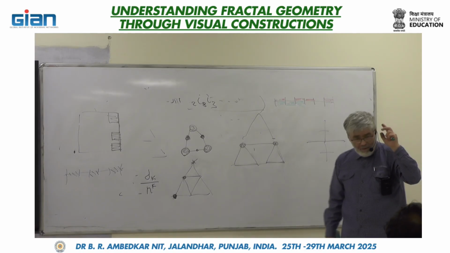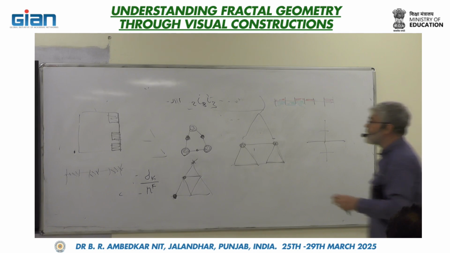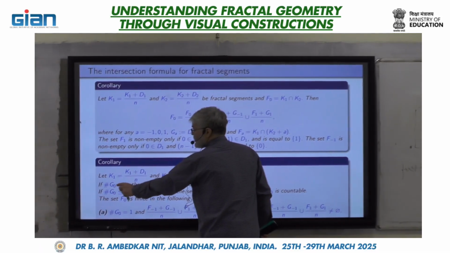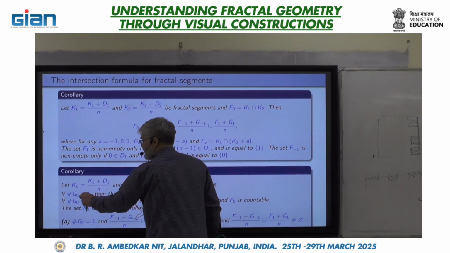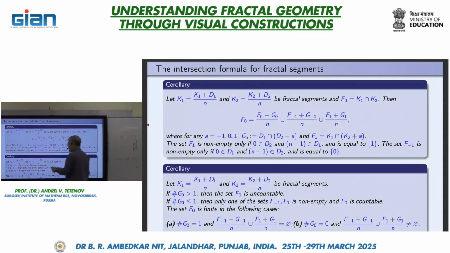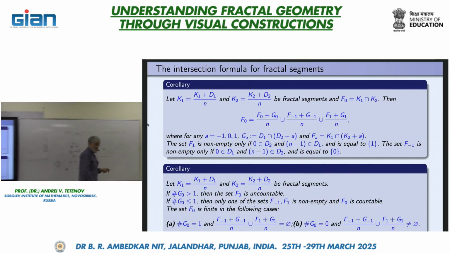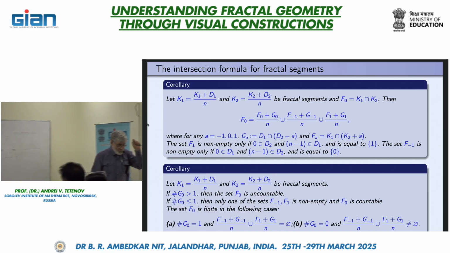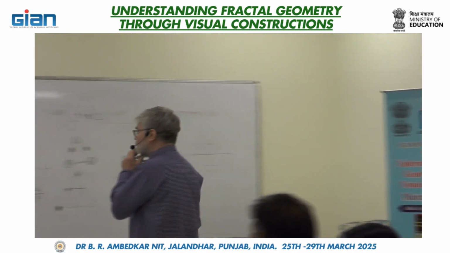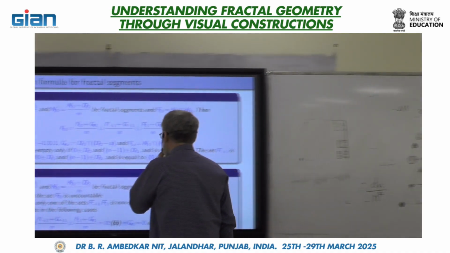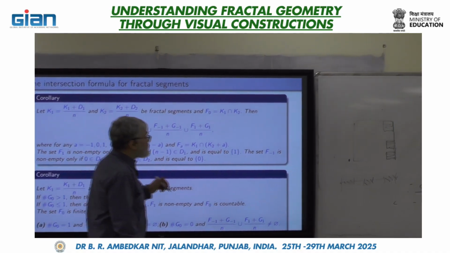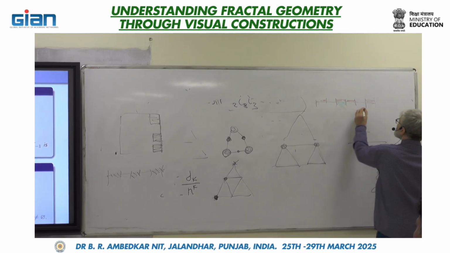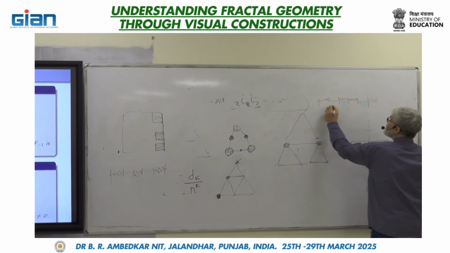It will be uncountable. So if the number of common parts of 2 fractal segments is more than 1, then the intersection is uncountable, and we don't need it because we need the one-point intersection property. The second problem is if we have only one common point or only one common copy.